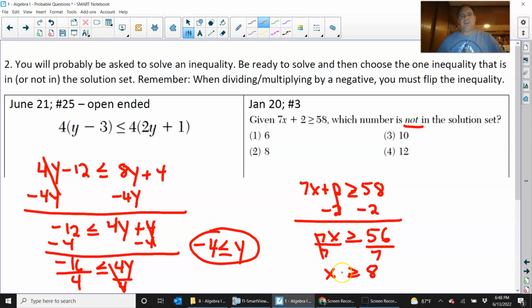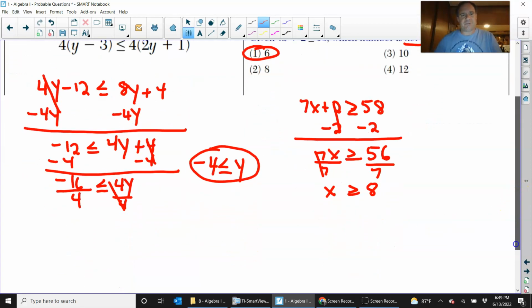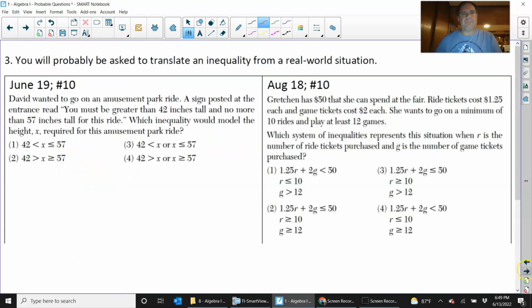You get 8. If you're reading this, you have to be careful. Don't circle 8. Which number is not in the solution set? X is greater than or equal to 8. Which one's not in the solution set? 6 is the only one that is not in the solution set. Be careful.